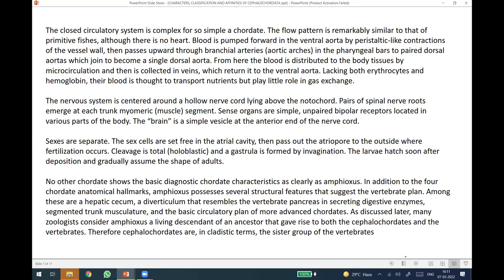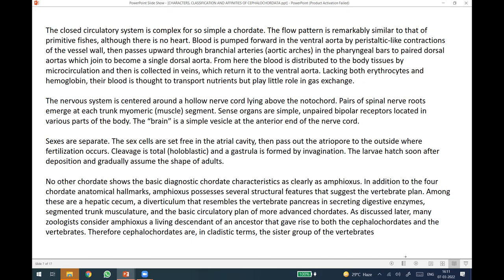The nervous system is centered around a hollow nerve cord lying above the notochord. The pairs of spinal nerve roots emerge at each trunk myomeric segment. Sense organs are very simple, unpaired, bipolar receptors located in various parts of the body. The so-called brain, you can say, the true brain is not at all present. The centralized ganglion-like structure, which may be compared with the brain, is a simple vesicle at the anterior end of the nerve cord. The sexes are separate. Sex cells are set free in the atrial cavity, then pass out the atrial pore to the outside, where fertilization occurs.